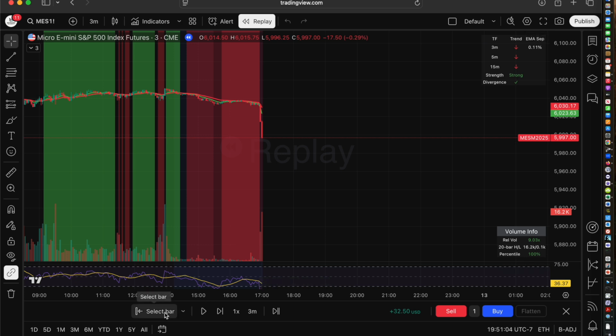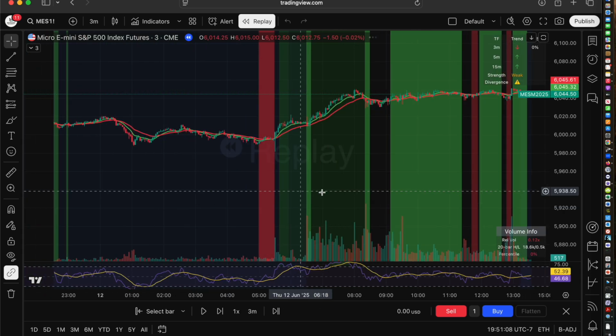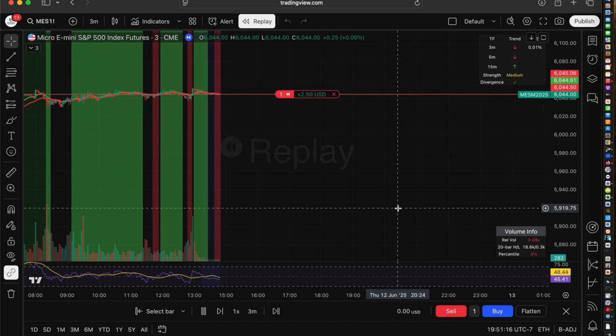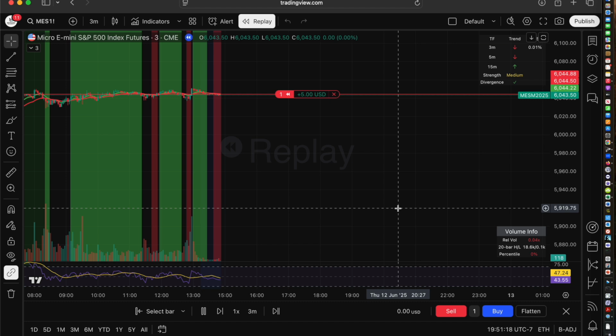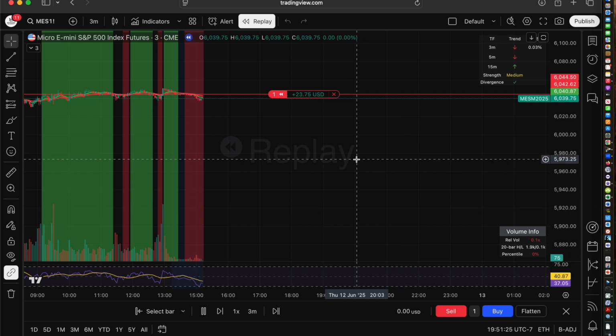Alright, so what if from here, when we saw that we entered a short, we let it run until it changes colors or the background color disappears.